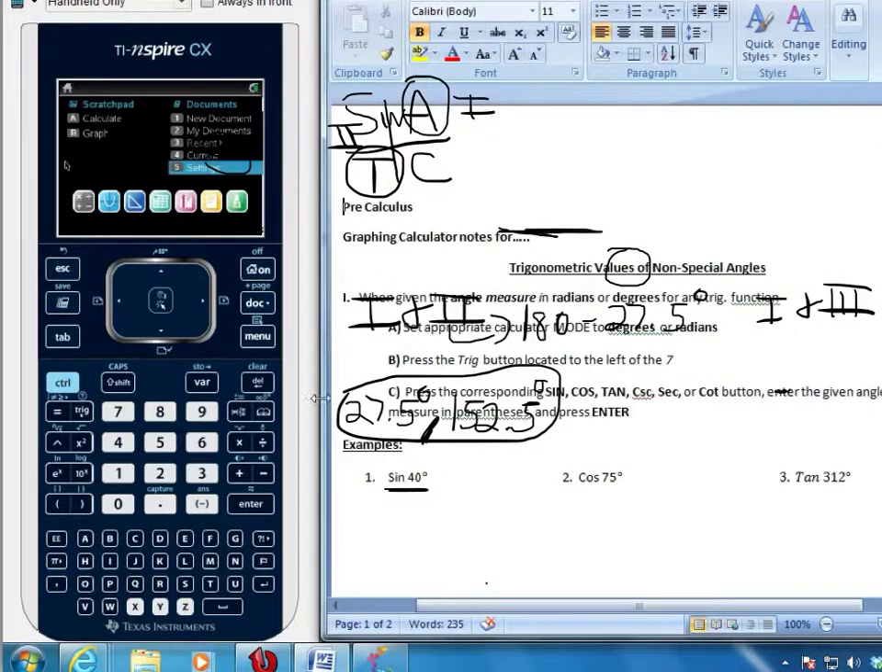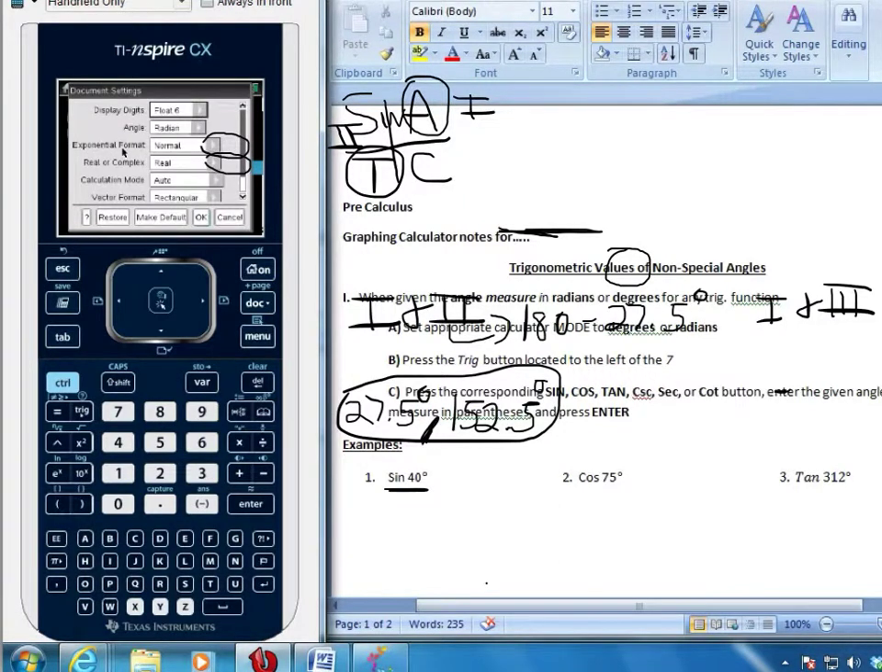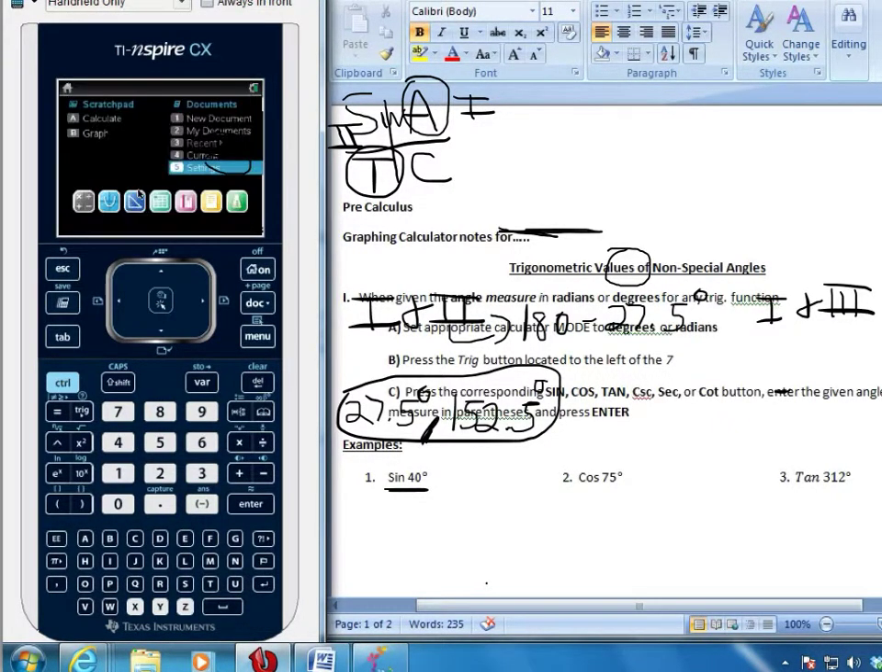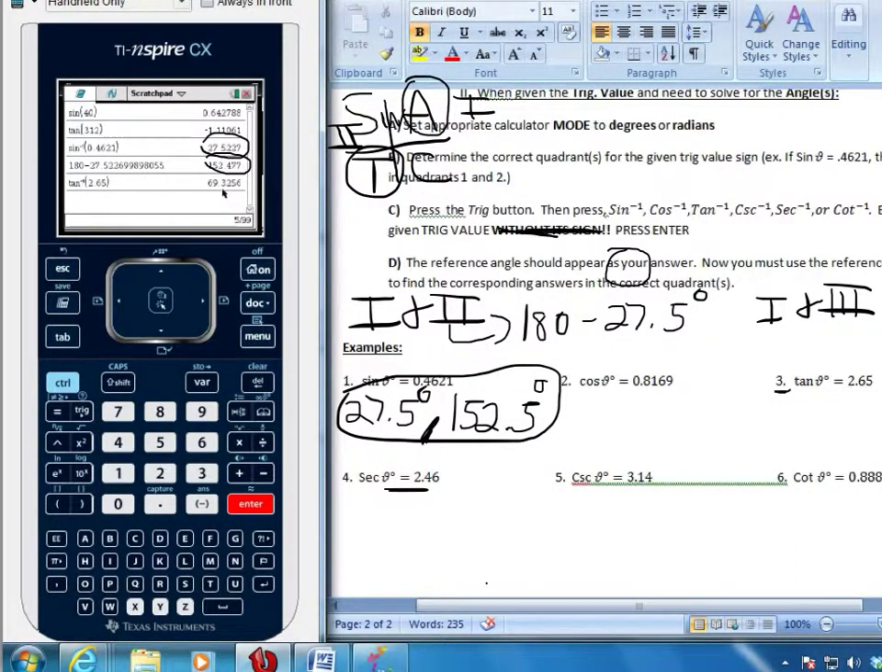Let's see what happens. Okay, so there it is. I'm going to go to trig. I go over to inverse tangent now because I want to find the angle. All right, then I put in the 2.65. I hit enter. All right, there's the answer in the first quadrant right there. So this is one of the answers. That's 69, let's say 69.3 degrees. So this is the answer in the first quadrant.